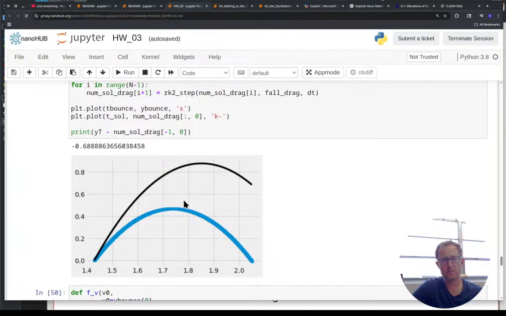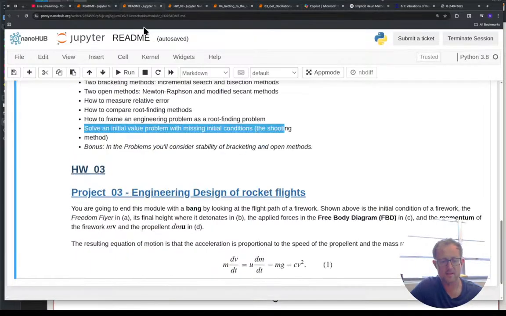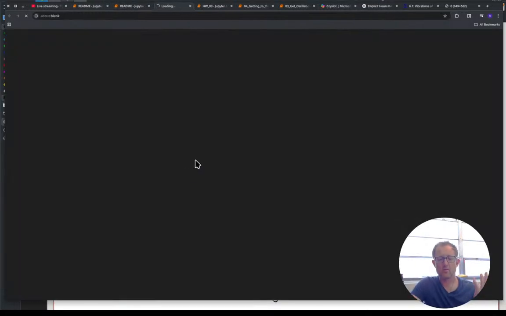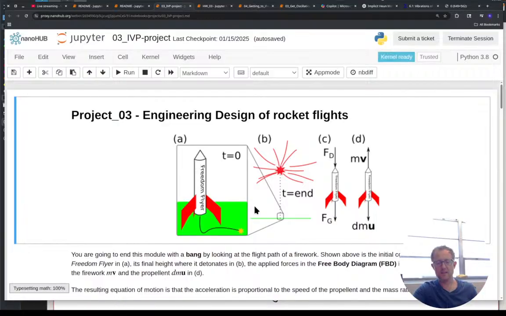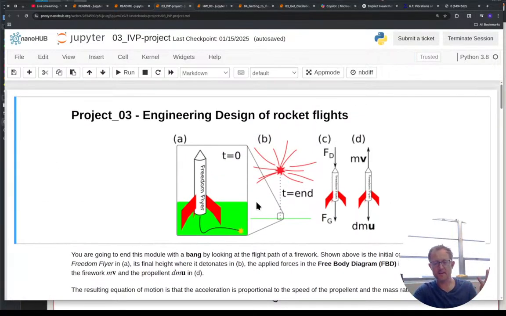I'm sure I'll be back soon with more talk on initial value problems and integration methods, and we're coming up to July 4th next week, and our project that we're working on is rocket flights, designing fireworks, doing a little bit of rocket science. Right, it's right on target, right? Cool. All right, enjoy.